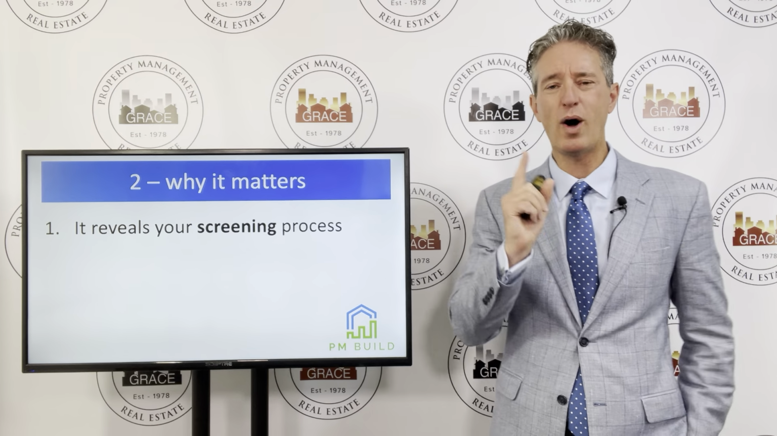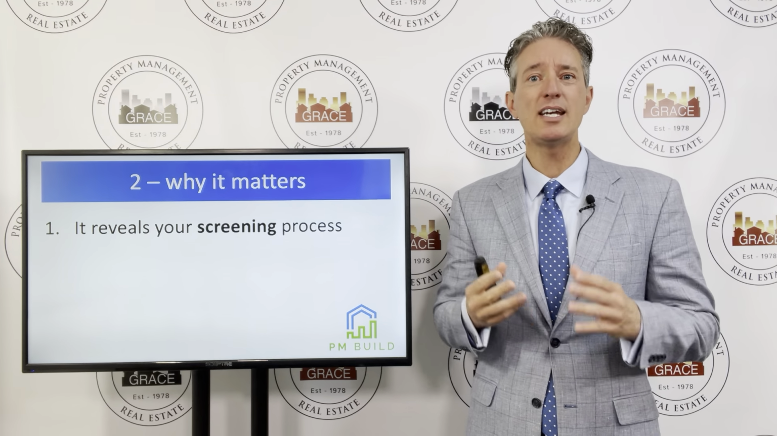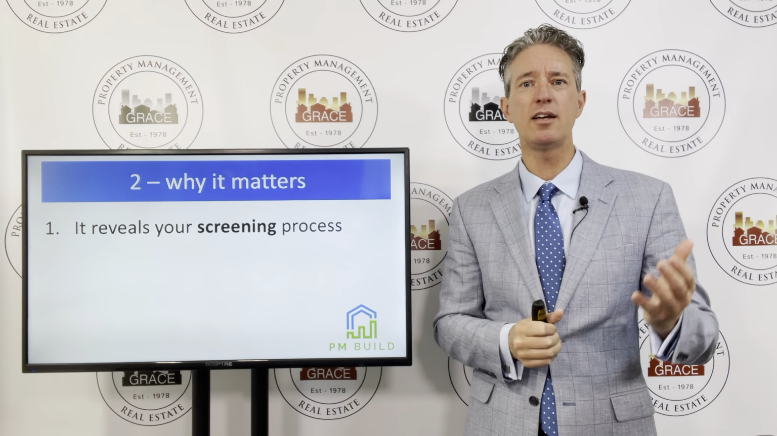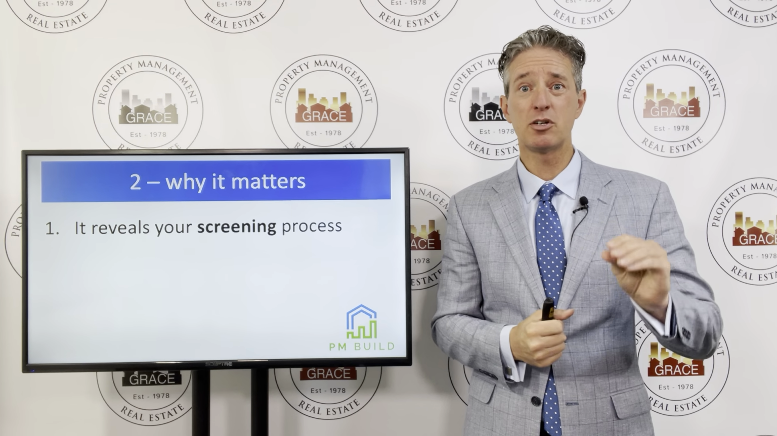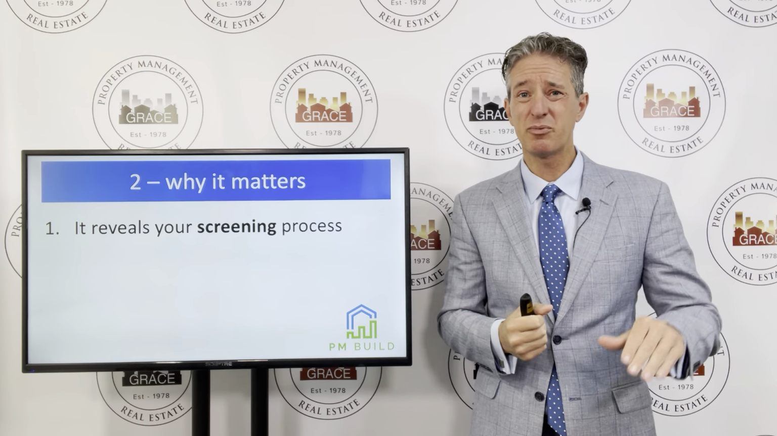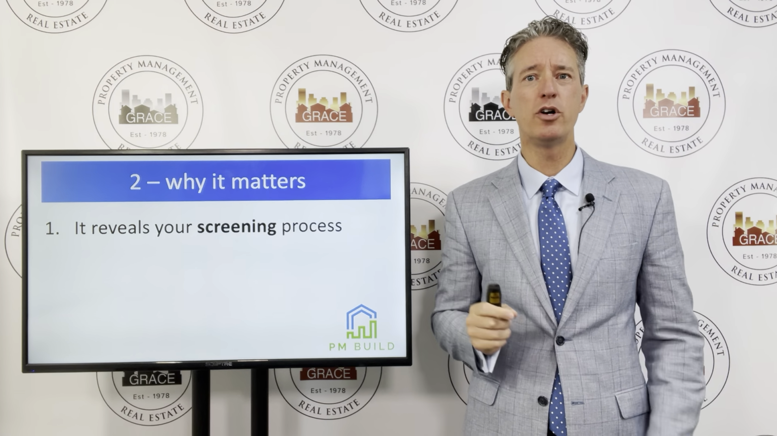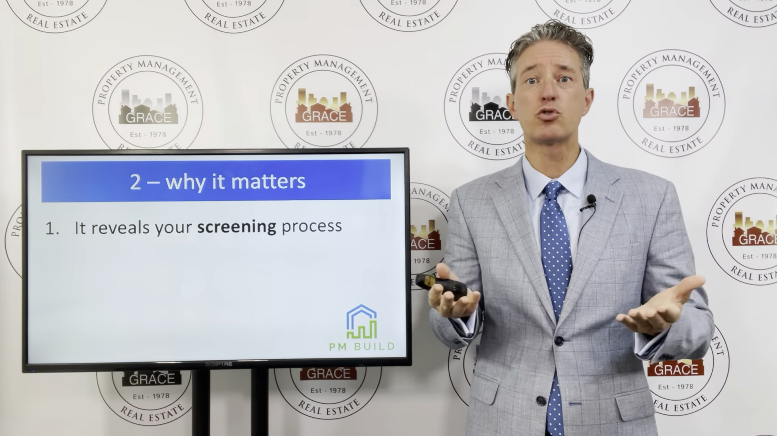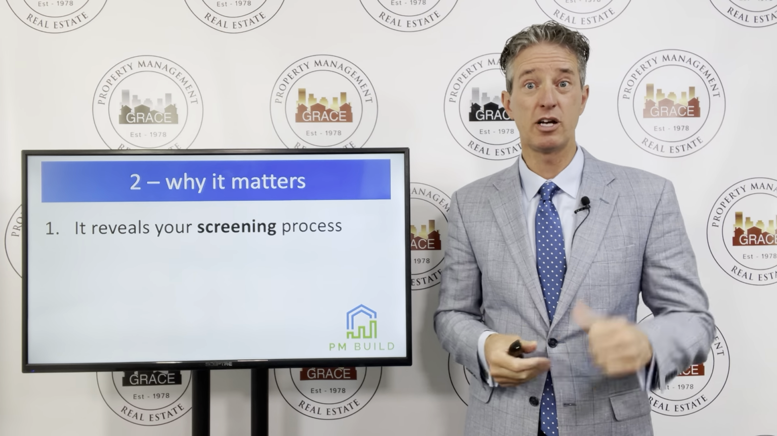Okay, here we go back. Here's why it matters. Number one, it reveals a lot about your screening process. If you're doing an amazing job on screening new tenants coming in, new applicants, then your delinquency rate should be pretty low. If your delinquency rate is really, really high, maybe that tells you you're not doing a good enough job screening individuals coming in, and you need to raise your screening criteria. You need to have the higher credit score. So it tells you a lot about that.